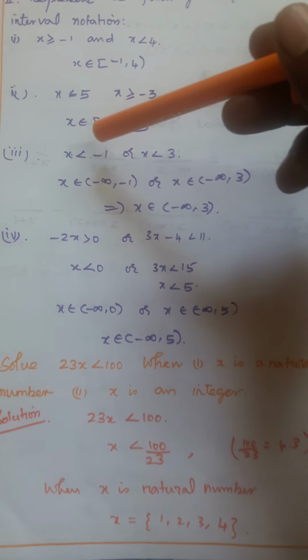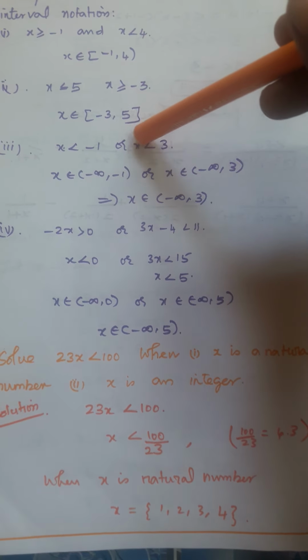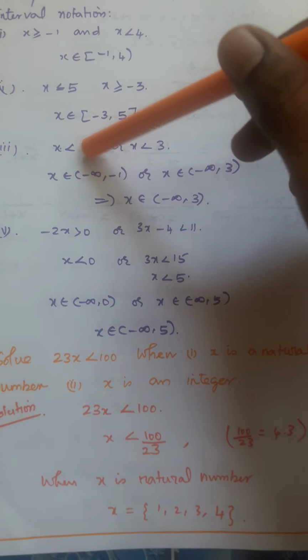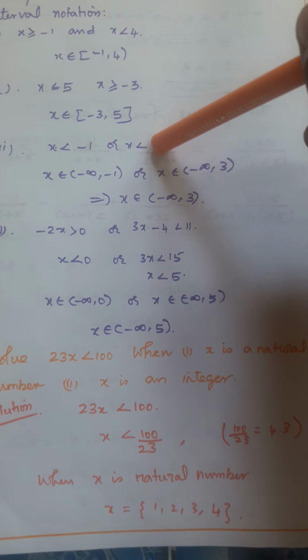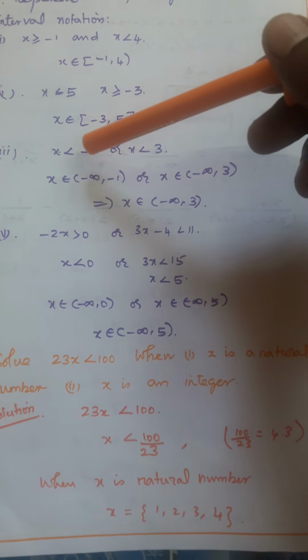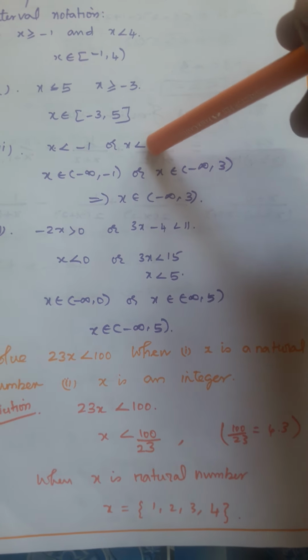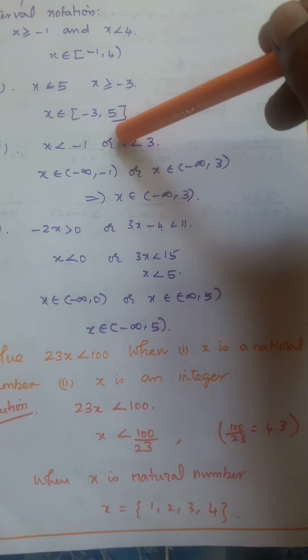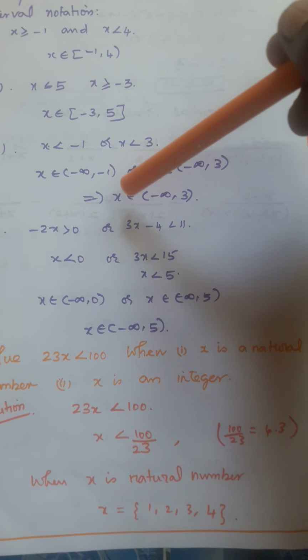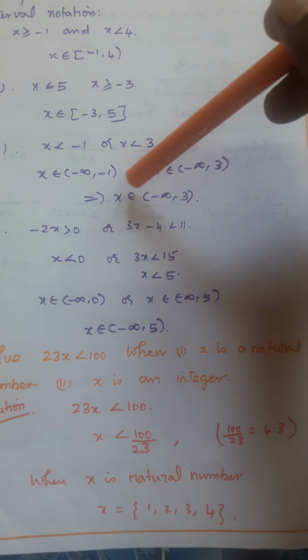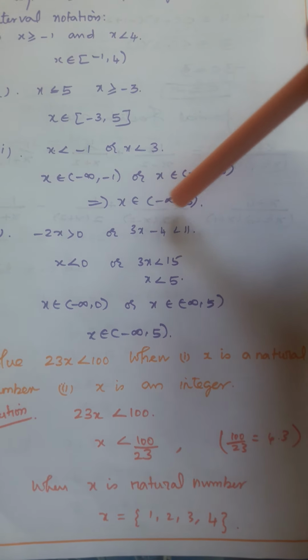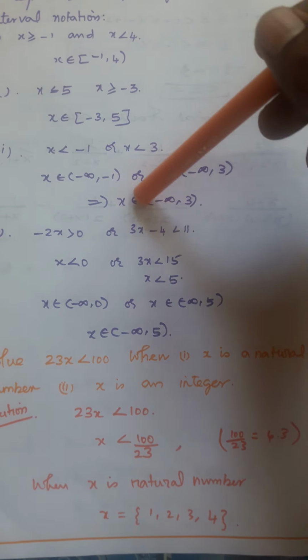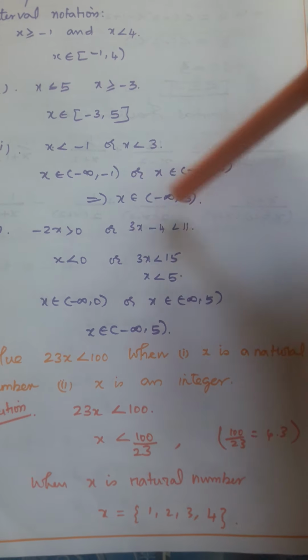And the third one, x is less than minus 1 or x is less than 3. So on both sides it is less than, here less than minus 1, here less than 3. So the minus 1 is in this interval. So we can write it in a single interval, x belongs to minus infinity comma 3. How can I say it is minus infinity comma 3?